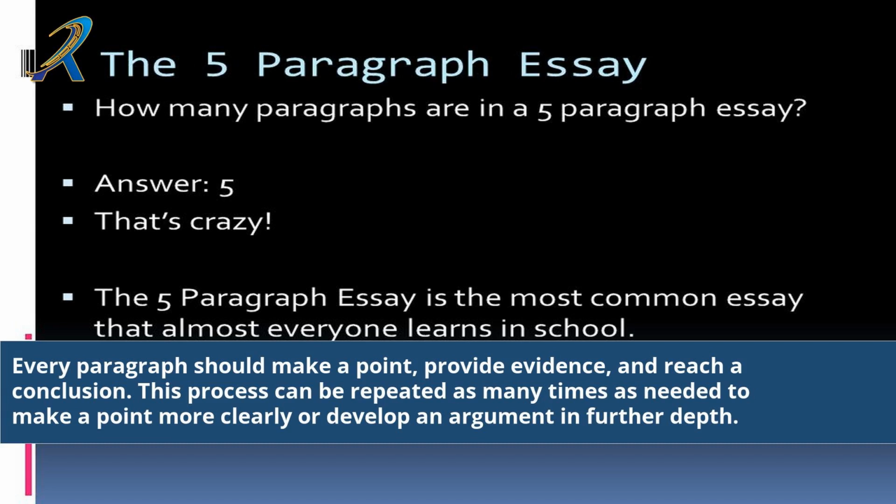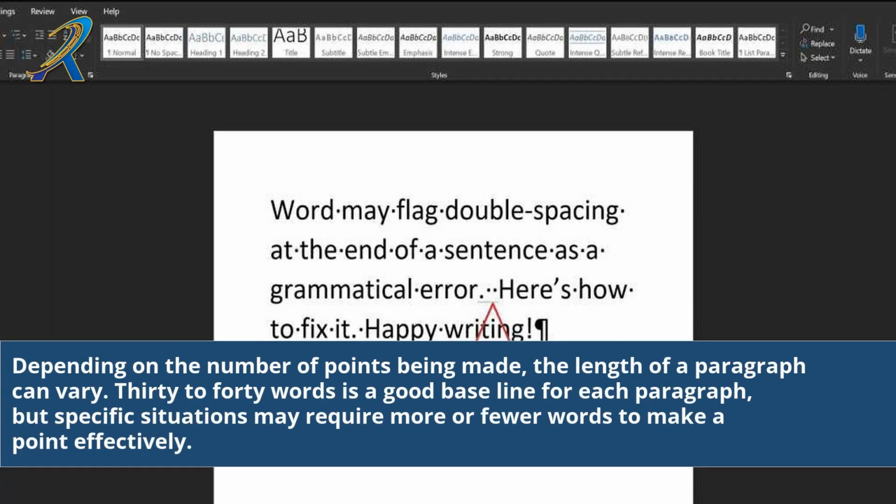Every paragraph should make a point, provide evidence, and reach a conclusion. This process can be repeated as many times as needed to make a point more clearly or develop an argument in further depth. Depending on the number of points being made, the length of a paragraph can vary. 30 to 40 words is a good baseline for each paragraph, but specific situations may require more or fewer words to make a point effectively.